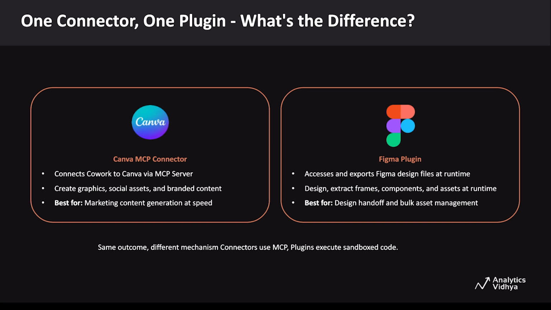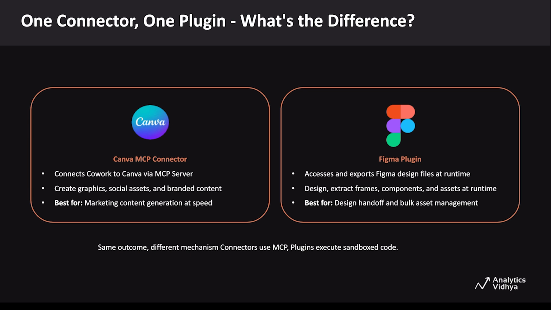Before we install anything, let's understand how each tool actually connects to Cowork because they work differently. Canva is a connector. It connects through the Canva MCP server. This gives Cowork secure access to your designs, templates, and brand kit through MCP. No code, no manual transfers.